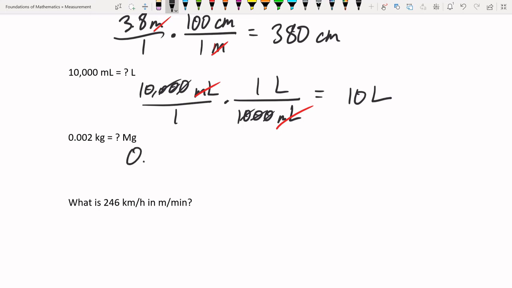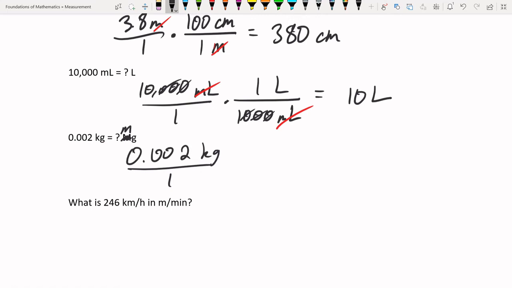Okay, 0.002 kilograms. For this one, I'm pretty sure that's supposed to be a lowercase m. Yep, that was my bad, lowercase m there. So we're going from kilograms to milligrams.